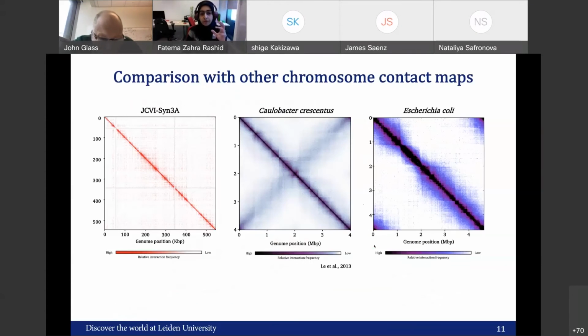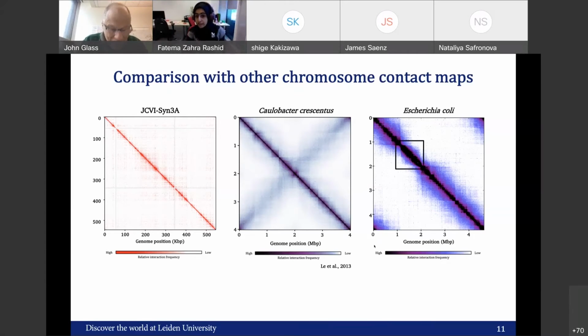Right. So these features that we see in the Syn3A map, which is the presence of a primary diagonal, absence of a secondary diagonal, the domains and the loops, they are already present in these model organisms. And in these model organisms, we are beginning to understand what these structural features represent in terms of genome transactions. So, for example, in Caulobacter crescentus, these regions that form the boundaries between the domains are formed by long, highly transcribed genes that physically separate the flanking chromatin and prevent them from interacting.